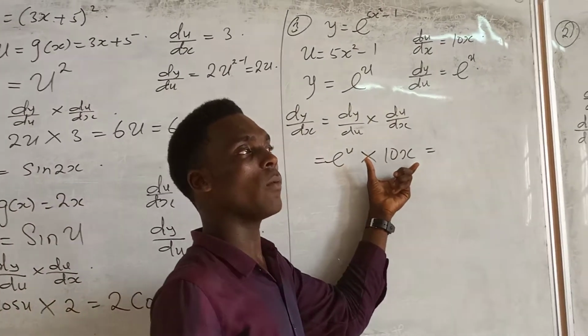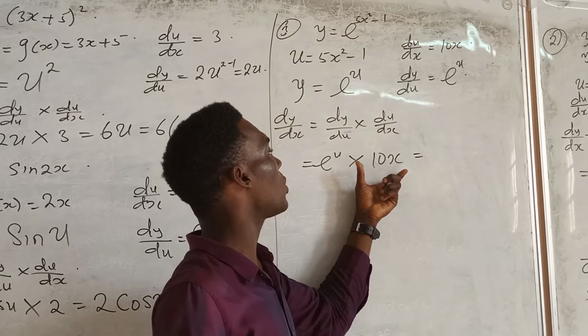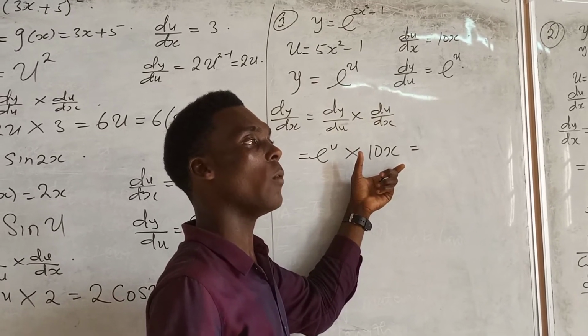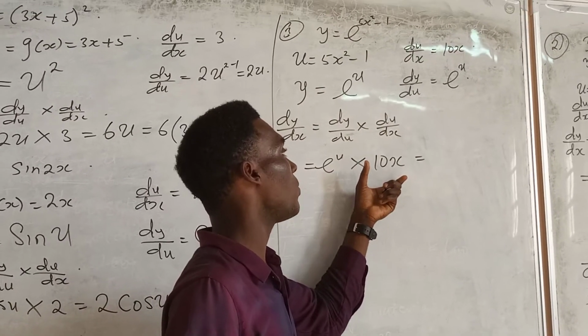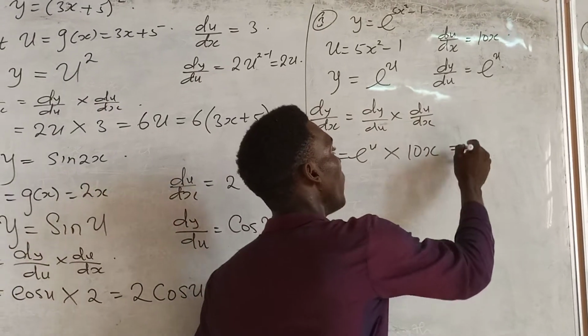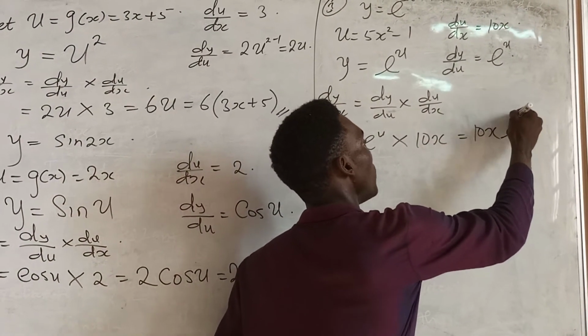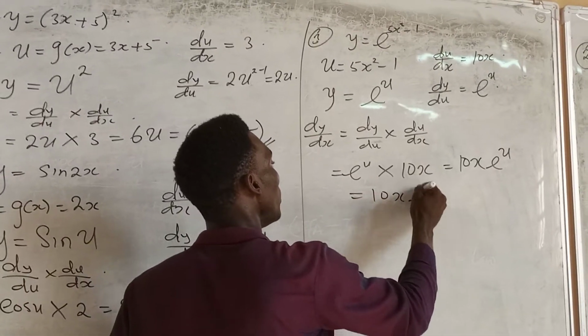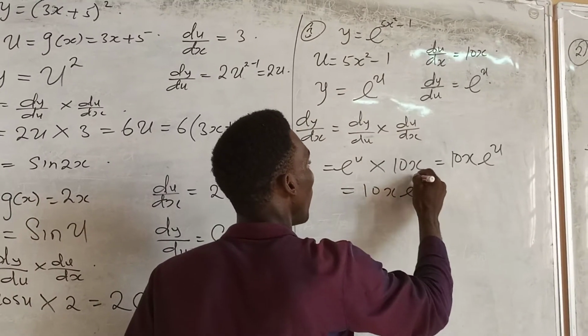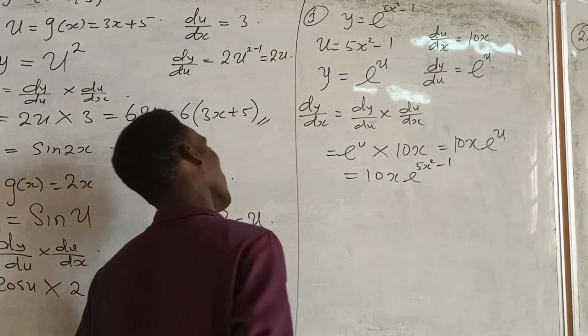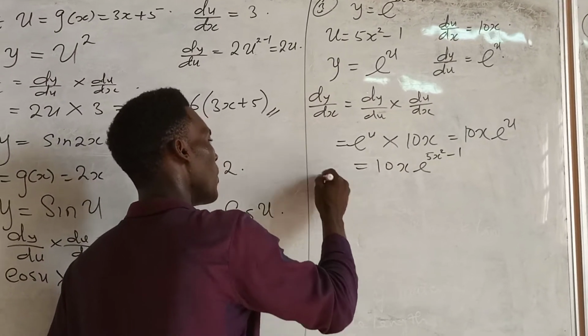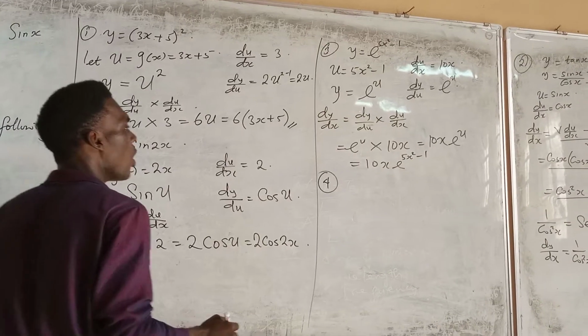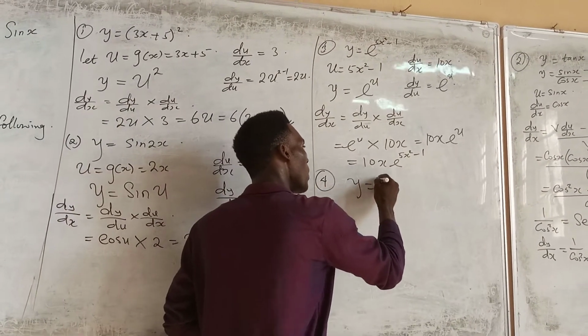Arranging this from the knowledge of what was explained in the first video, or the video on the product rule. If you have not watched this, try and do so. We have 10x exponential u. Then we know the value of our u. Our u is 5x squared minus 1. It must be replaced.